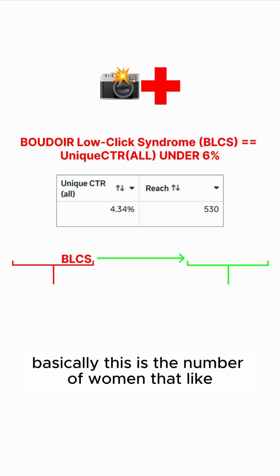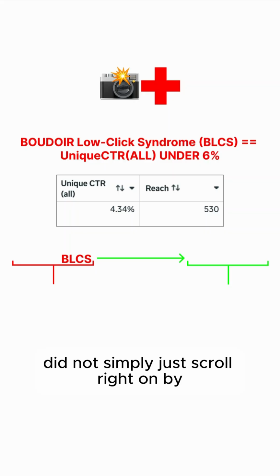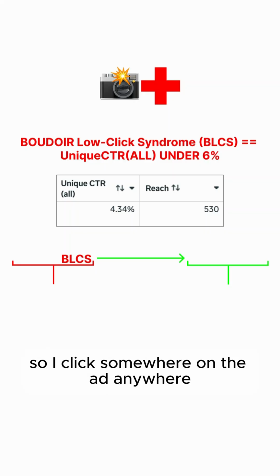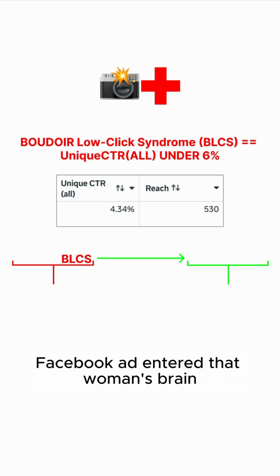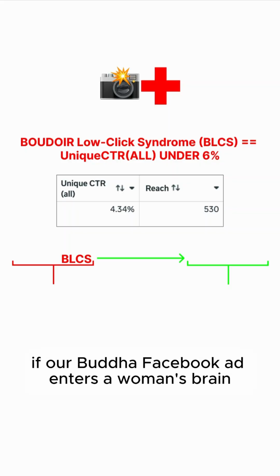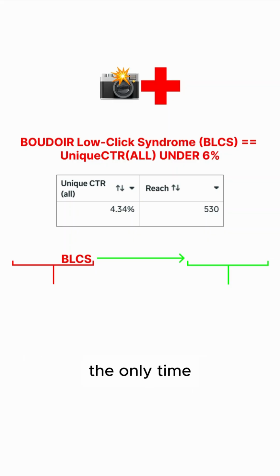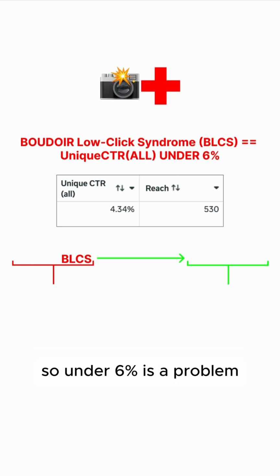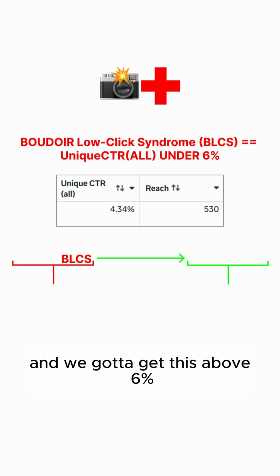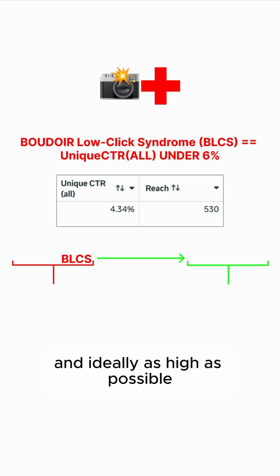Basically, this is the number of women that did not simply just scroll right on by. So they click somewhere on the ad, anywhere. And we care about this because then we know our Boudoir Facebook ad entered that woman's brain. And we know if our Boudoir Facebook ad enters a woman's brain, that's literally the only time that our chance of buying from us is greater than 0. So under 6% is a problem, and we gotta get this above 6% and ideally as high as possible.